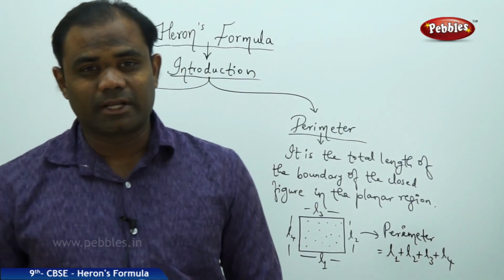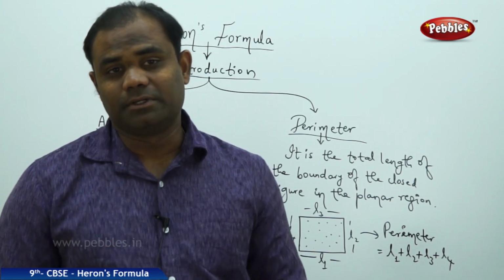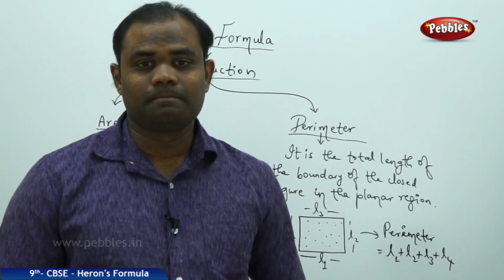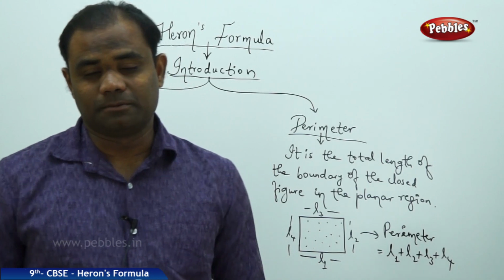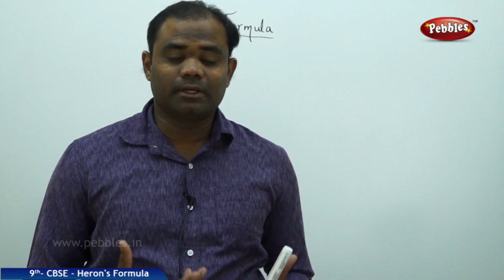It's how we understand the difference between the area and the perimeter for a closed figure in the planar region. Area and perimeter. So now that we have understood the difference between area and perimeter for a closed figure in the planar region, let's see how we can apply the concept of area and perimeter to exclusively a three-sided closed figure called a triangle.